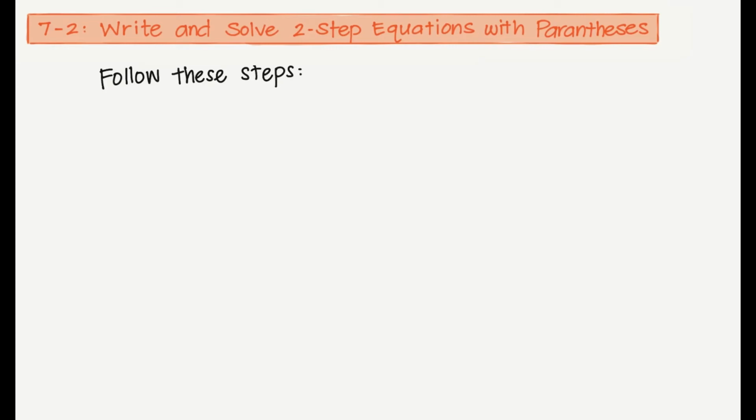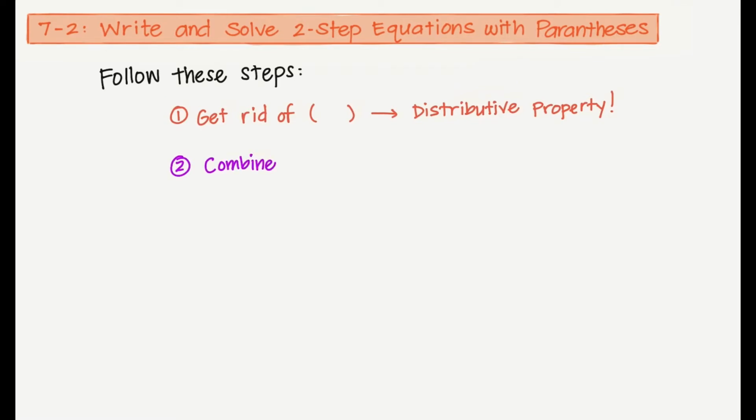Hello class, this is lesson 7-2 about how to write and solve two-step equations with parentheses. So here are the 4 steps that I came up with. First, get rid of the parentheses, and you do that by performing the distributive property. Okay, your second step then, once the parentheses are gone, is to combine any like terms that you see. Okay, so if there are multiple x's, put them all together.